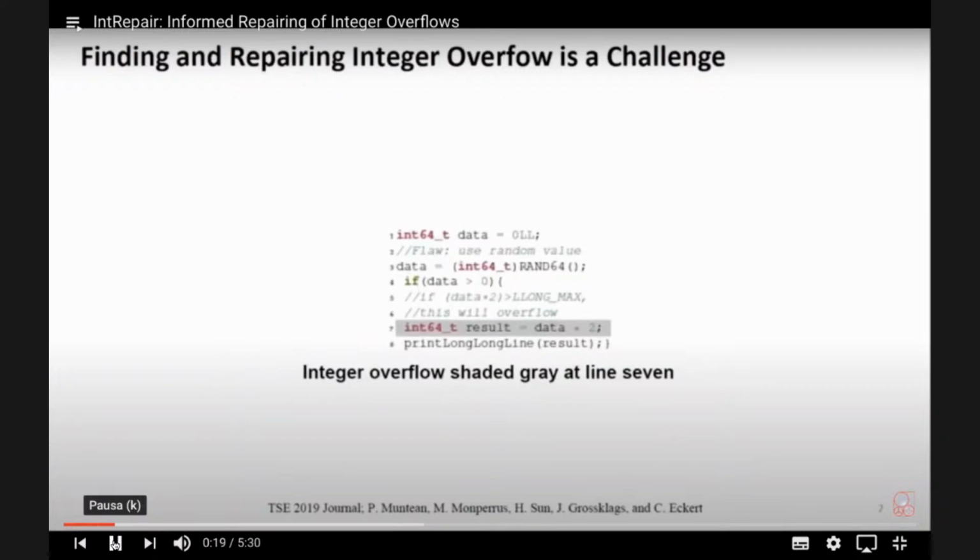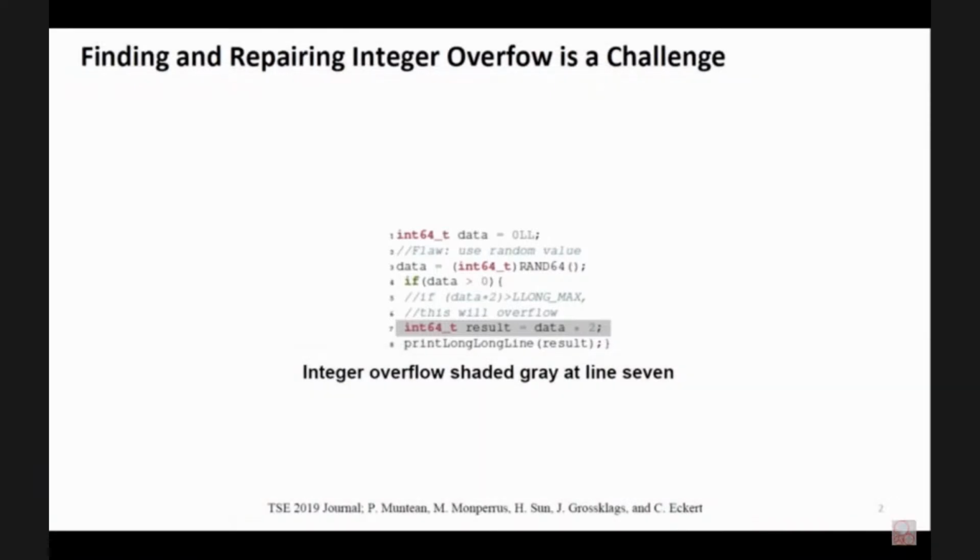First of all, detecting and finding integer overflows in C source code is a hard problem. As we can see in this example here, data is multiplied by 2, and potentially the result cannot be held in the variable result, such that this can overflow.